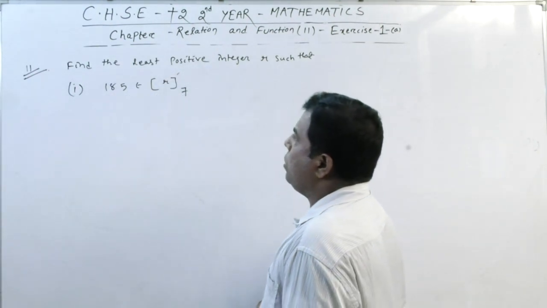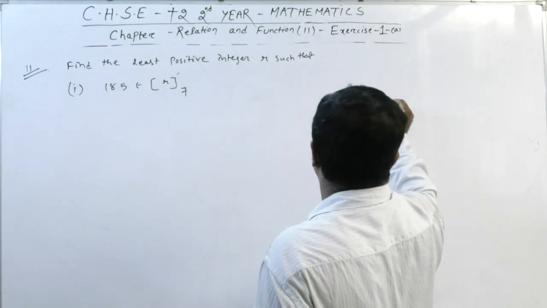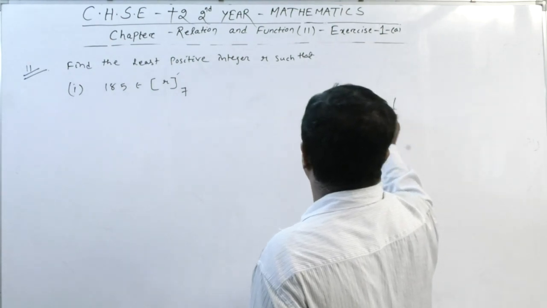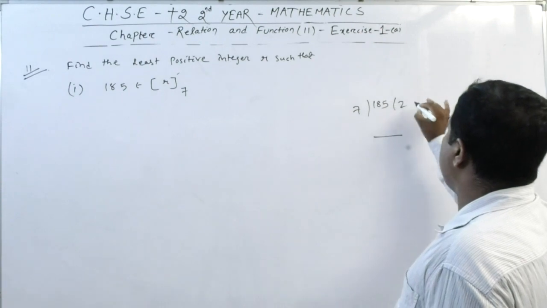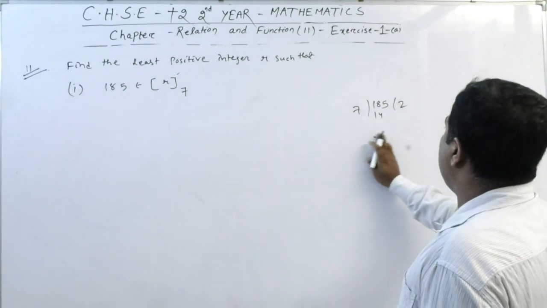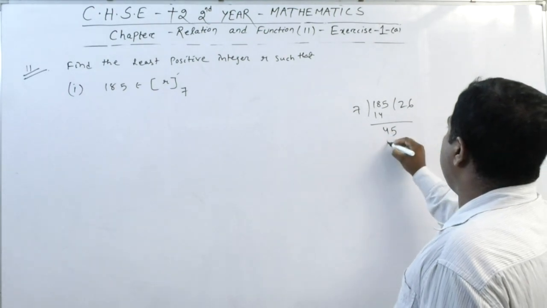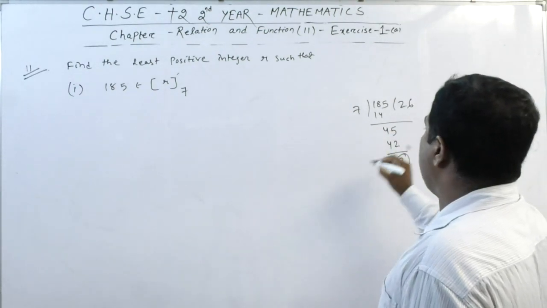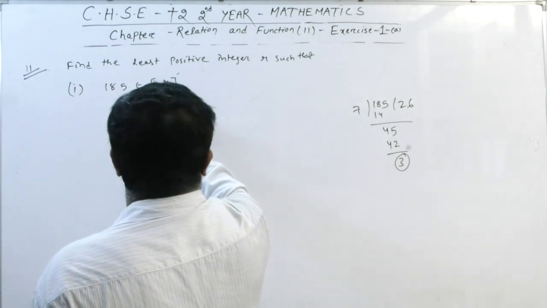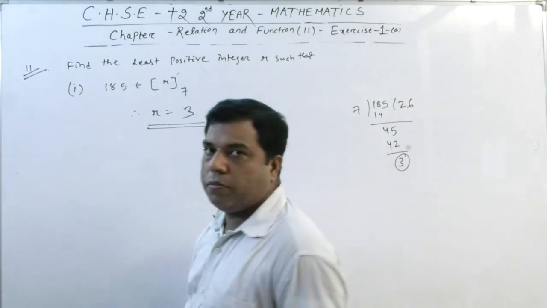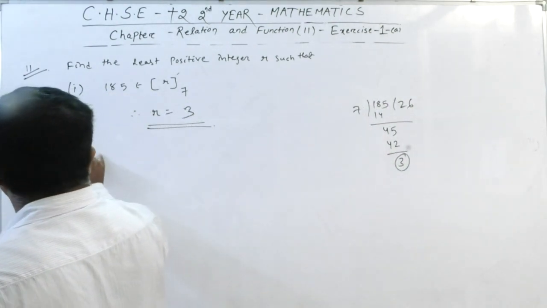So what do you have to do? To get the value of r, you have to divide 185 by 7 and find the remainder. That is the least positive. If you divide, 3 is the remainder, so the value of r is equal to 3. That should be your answer. Clear, my dear students? I am going for another one.